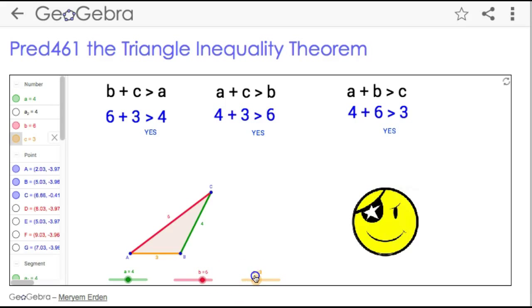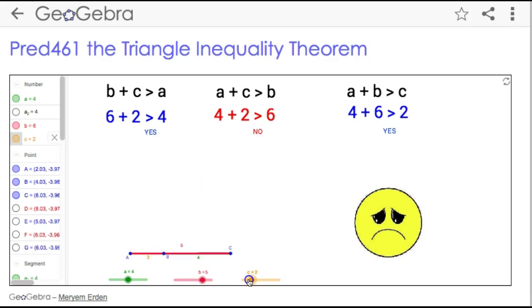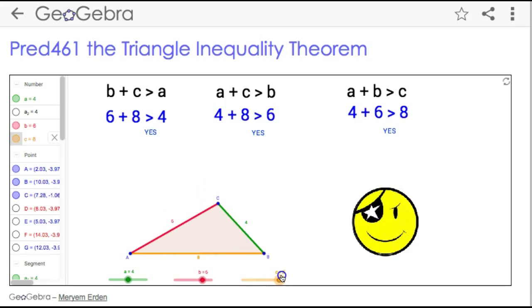And so your 4 and 2 add up to 6. So you've created a line with that. And if you go smaller, it doesn't make one at all. And so you could play around with this a little bit.